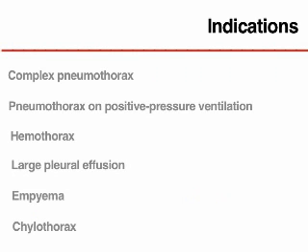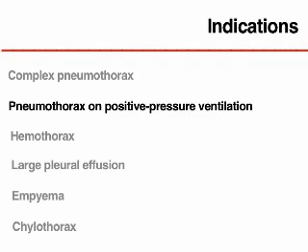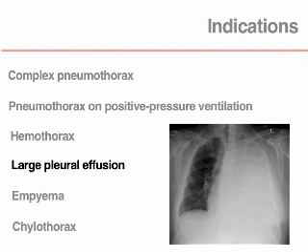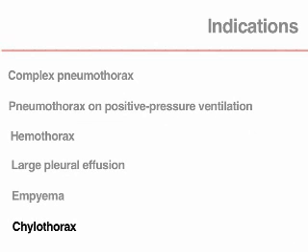The most common indications for chest tube drainage are pneumothorax that is recurrent, persistent, under tension, or bilateral, any pneumothorax in a patient on positive pressure ventilation, hemothorax, recurrent or symptomatic large pleural effusion, empyema, and chylothorax.